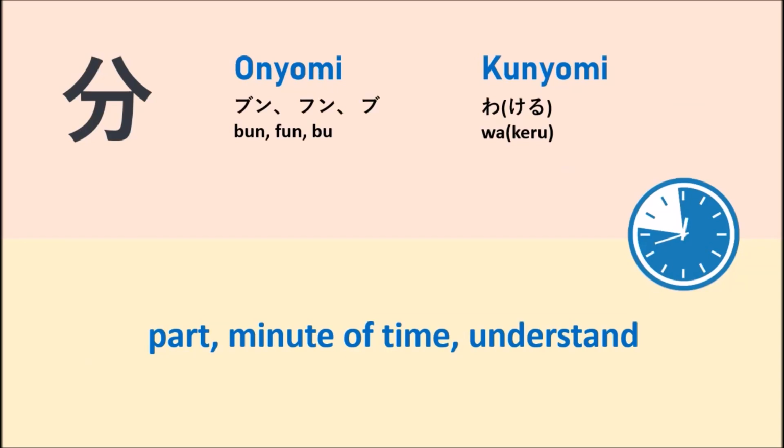分、分、ぶ. One more again. 分、分、ぶ, 訓読みは分ける. This kanji means part, minute of time, or understand. That means this kanji has three meanings. The first meaning is part, the second meaning is minute of time, and the third meaning is understand or understood something.